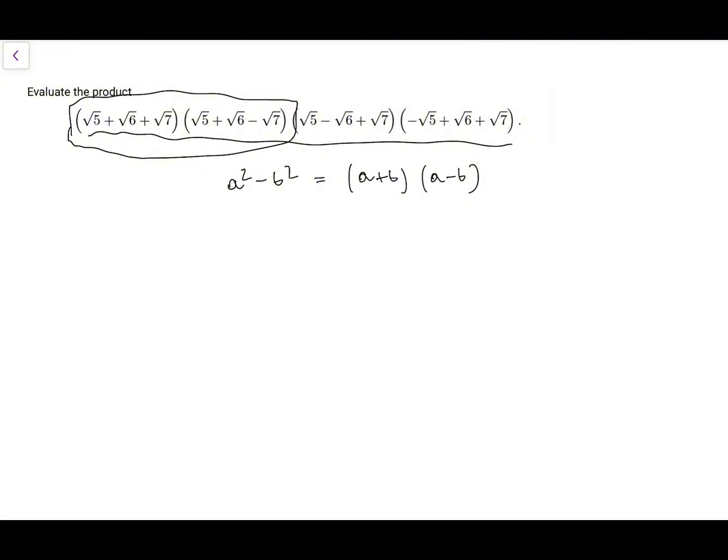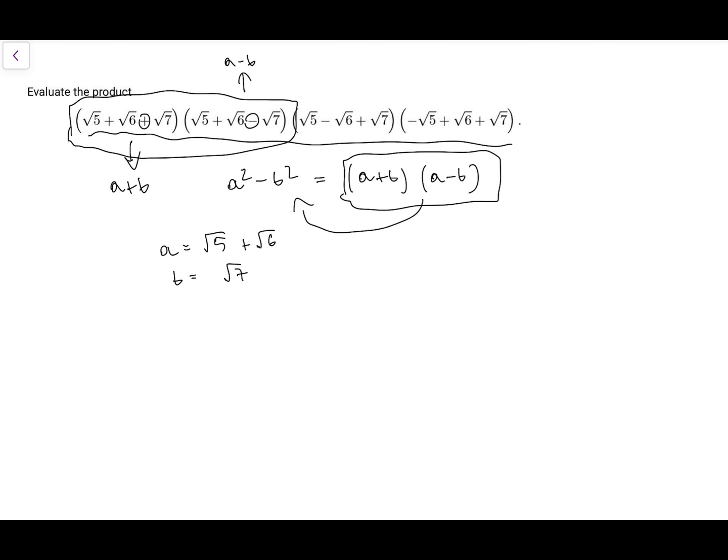And in this case, we get something similar to that. We have a product which is in the form of a plus b and a minus b, where in this case, we might just substitute square root of 5 plus square root of 6 with a and b with square root of 7, because we can see that the first term is going to be a plus b if we substitute it this way. But the second term is going to be a minus b because we don't have a plus anymore but a minus. So we are going to use the formula for the difference of squares in order to calculate this term.